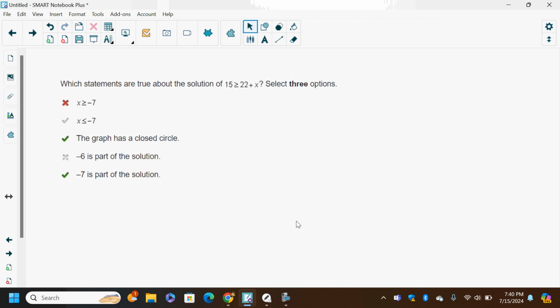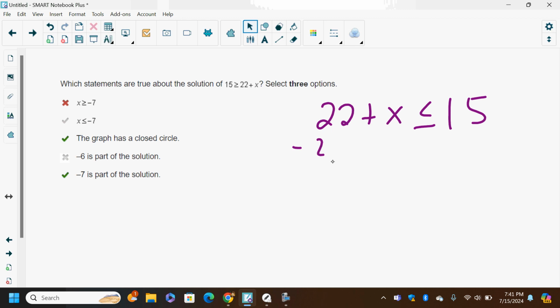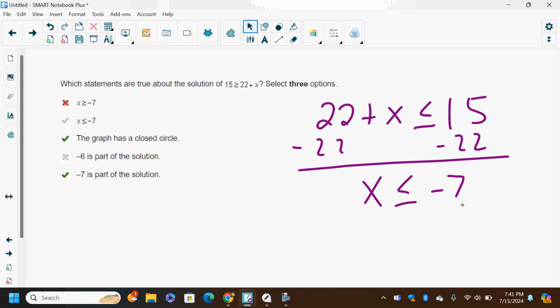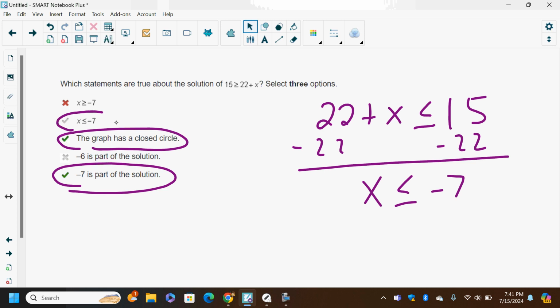All right, which statements are true about the solution? So again, I'm going to reverse the whole thing. I'm going to rewrite it as 22 plus x is less than or equal to 15. It's just easier to solve when it's that way. So subtract 22 from both sides. So x is going to be less than or equal to negative 7, which again, you got that. Negative 7 has a closed circle. But then this is the correct answer, which will help if you flipped it around to know which one was correct.